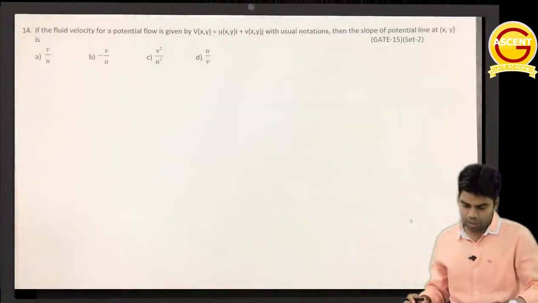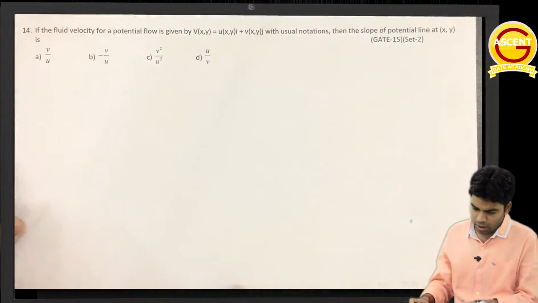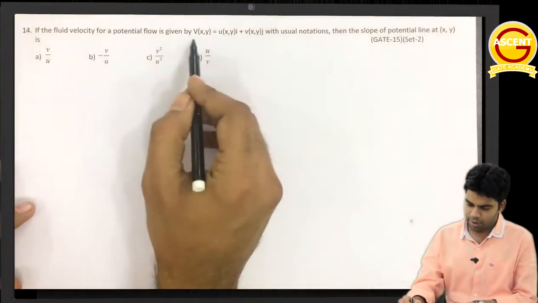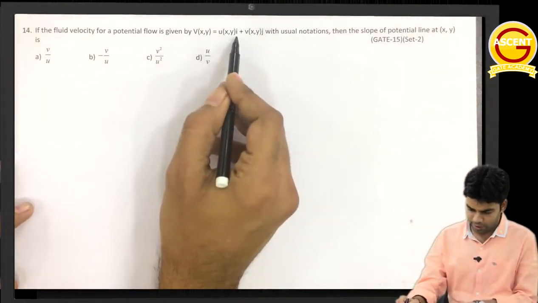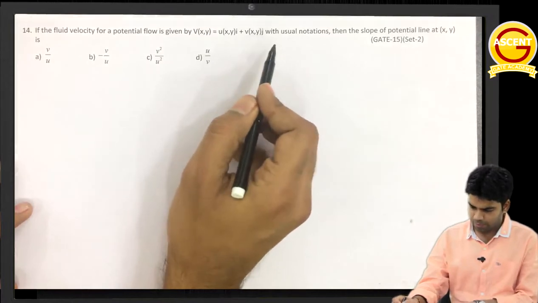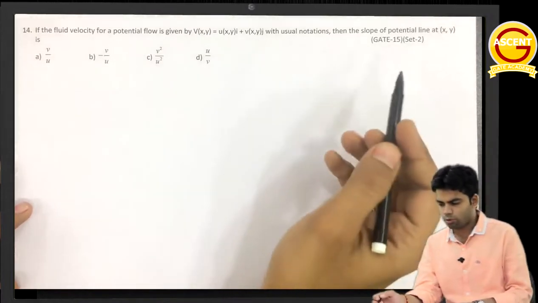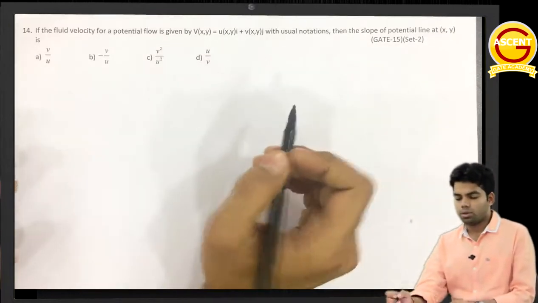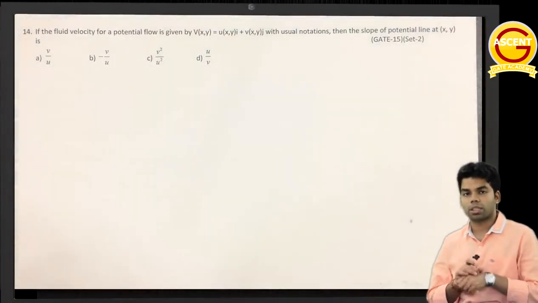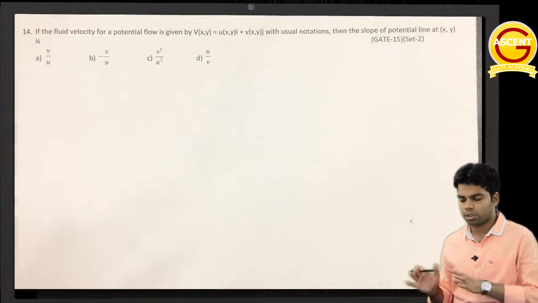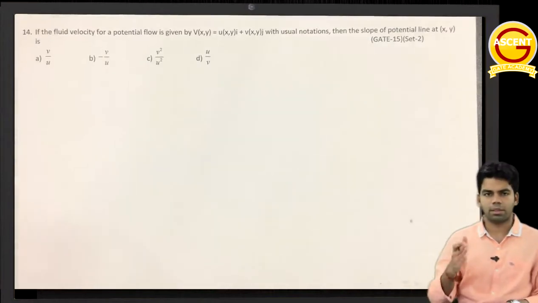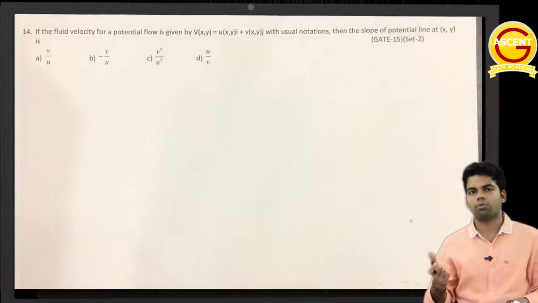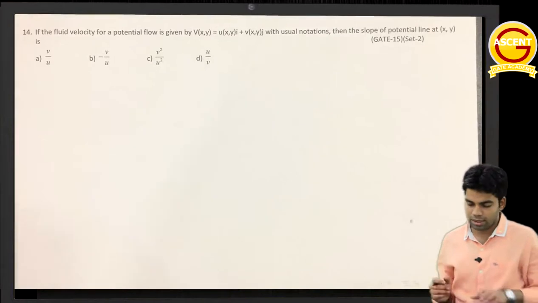Clear or not? Okay, next question says, if the fluid velocity for a potential flow is given by V(x,y) is equal to U(x,y) i plus V(x,y) j with usual notations, then the slope of potential line at (x,y) is. So we have to determine the slope of potential line. How can we determine the slope of potential line? And in the same way you can determine the slope of streamline as well. So just understand this process.